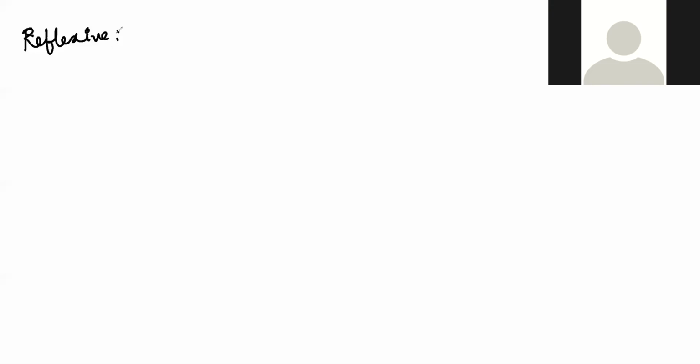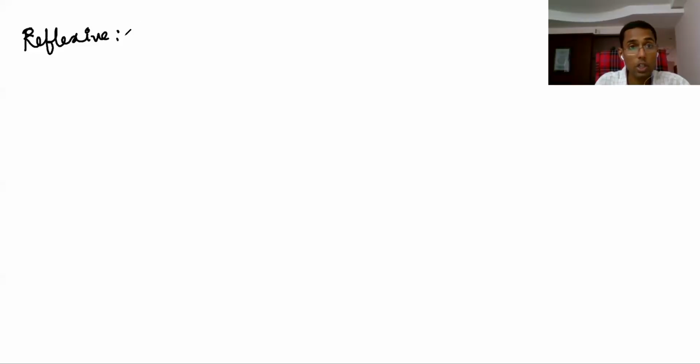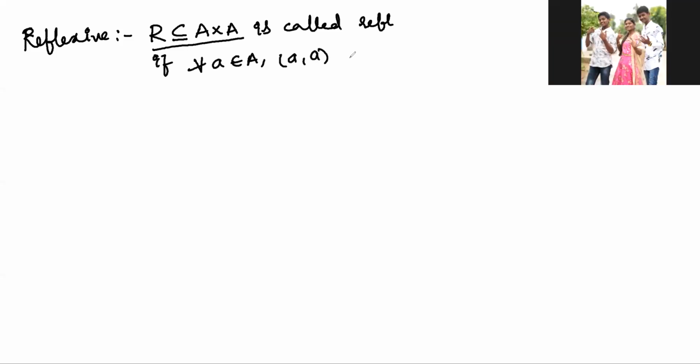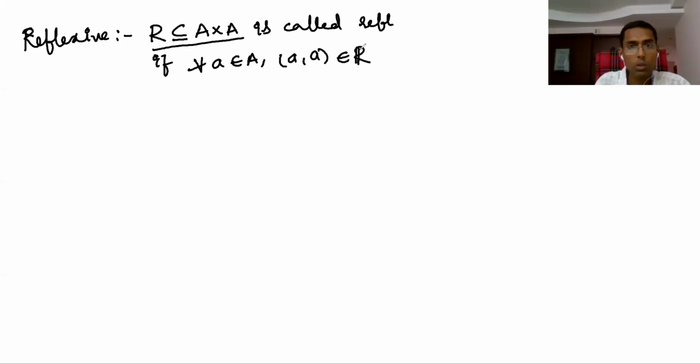Reflexive relation. So what is a reflexive relation? First of all, you should understand that reflexive relation means R is a relation from A to A only. A relation from A to A is called reflexive. What is the condition? If for every a belongs to A, (a, a) belongs to R.